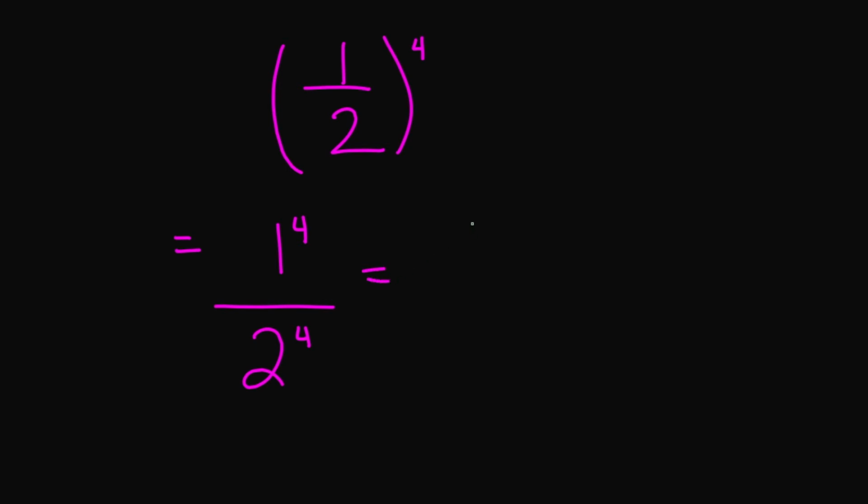What about 1 over 2 raised to the 4th power? This is going to equal 1 to the 4th divided by 2 to the 4th. 1 to the 4th power equals 1, and 2 to the 4th is going to give us 16. Since I cannot simplify any further, my final answer is 1 over 16.